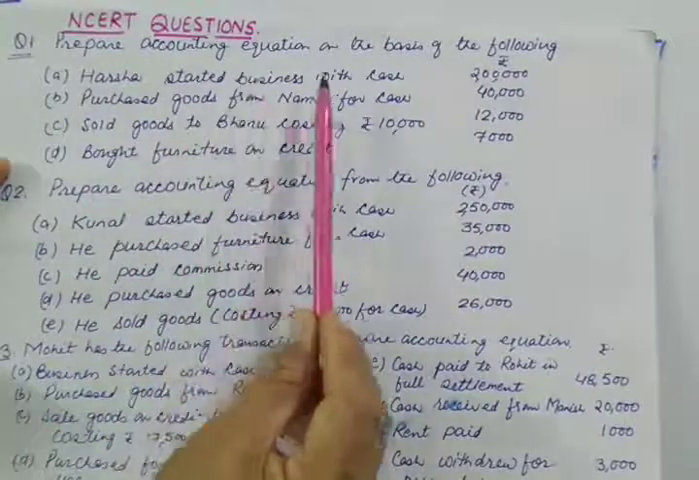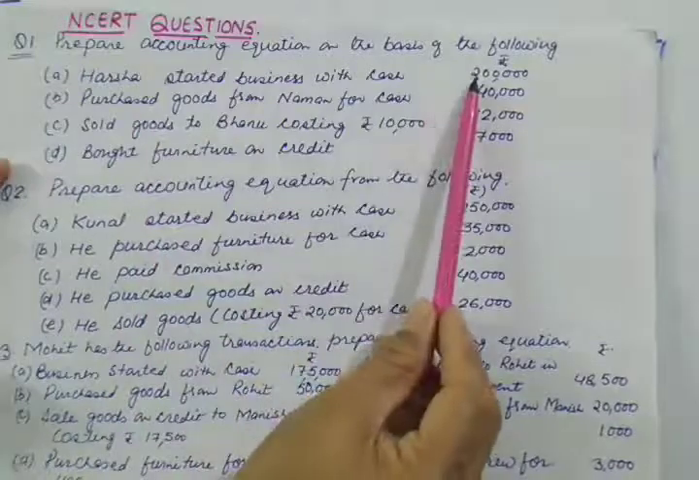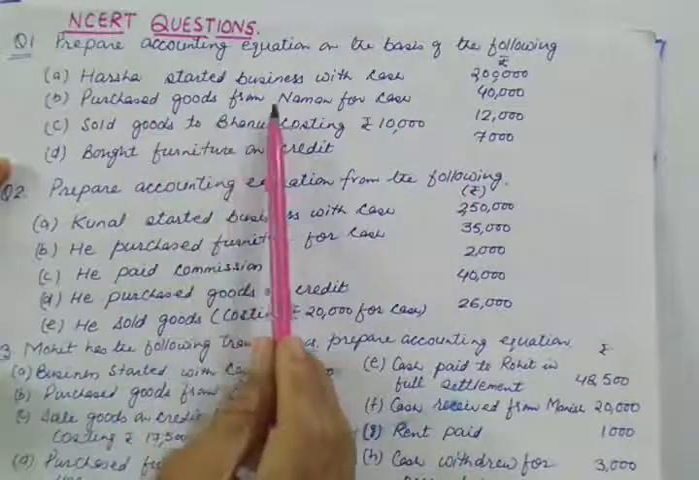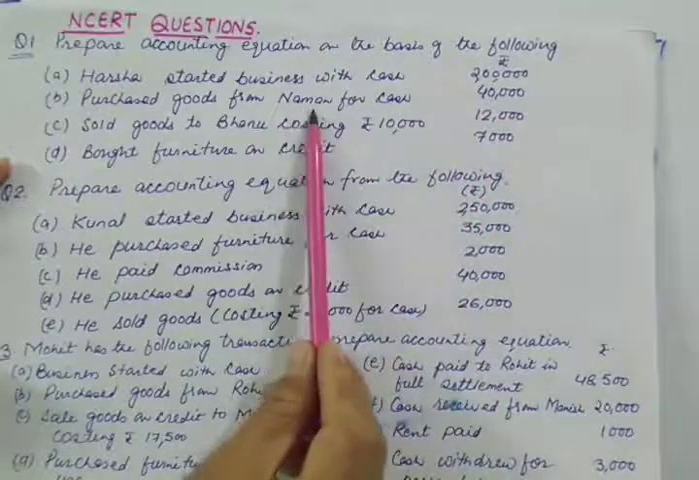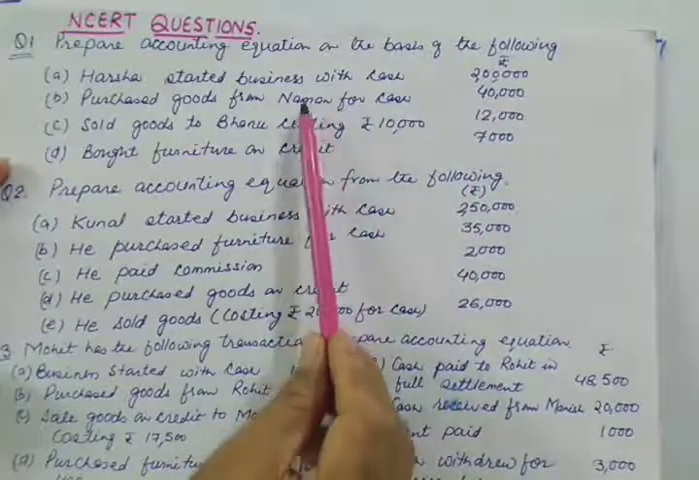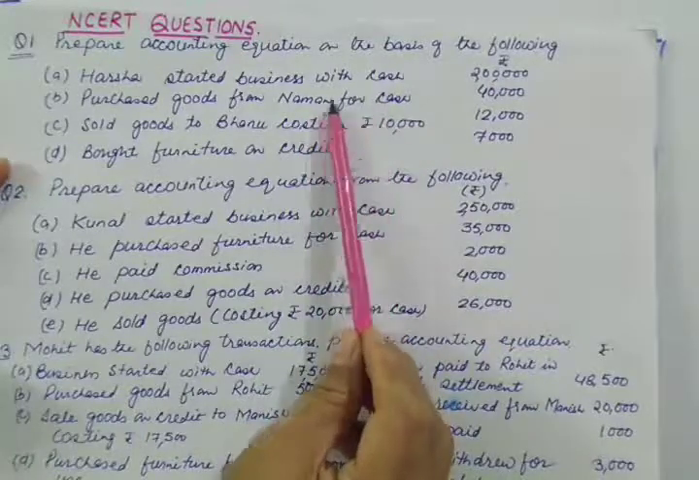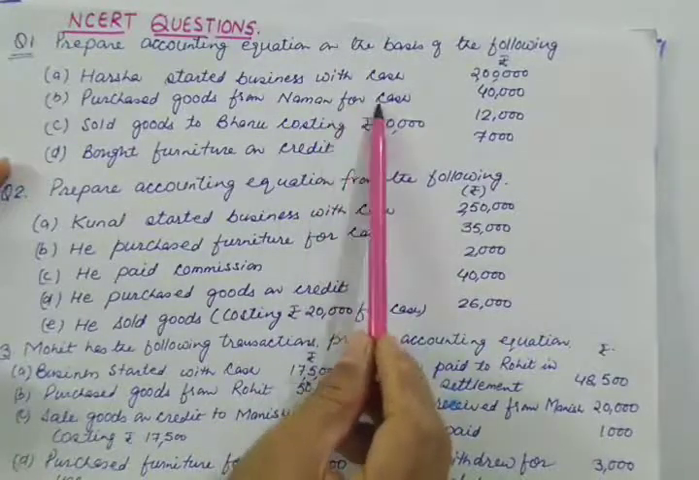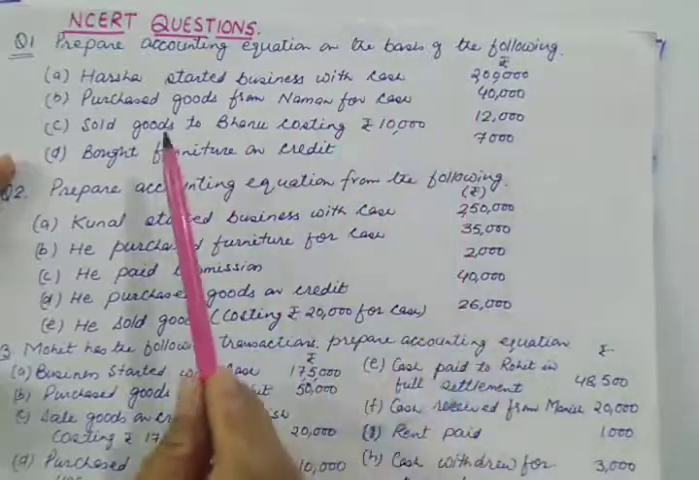Harsha started business with cash rupees 2 lakhs. So this is capital introduced by Harsha. Purchase goods from Naman for cash rupees 40,000. So name of the person is given as well as name of the supplier as well as cash. So this will be considered as cash transaction because cash details are given to you for rupees 40,000.